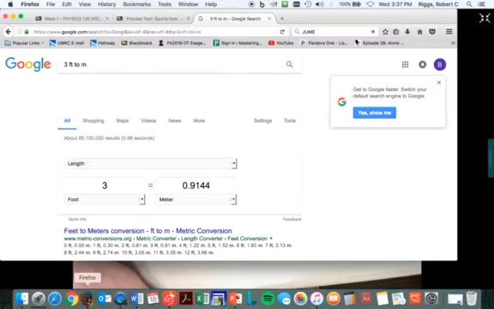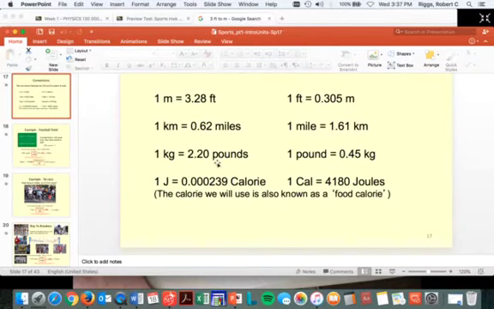So let's go look at this conversion again. 1 kilogram, this is on Earth, it's 2.2 pounds, and 1 pound is equal to 0.45 kilograms. 1 mile is 1.61 kilometers. That's kind of fun to figure out. I mean, we could do that because we know that 1 kilometer is 0.62 miles.